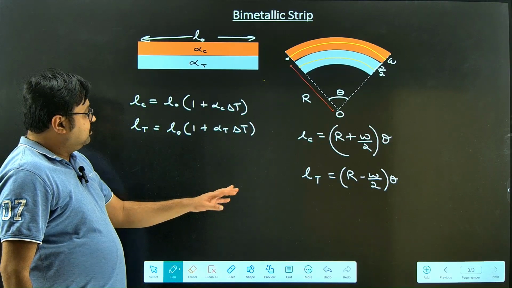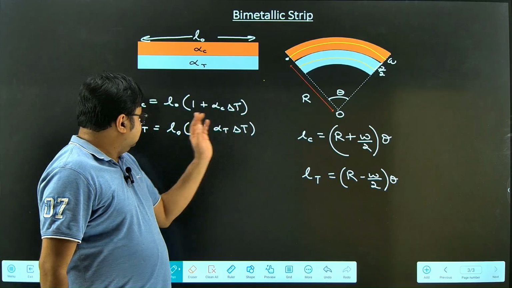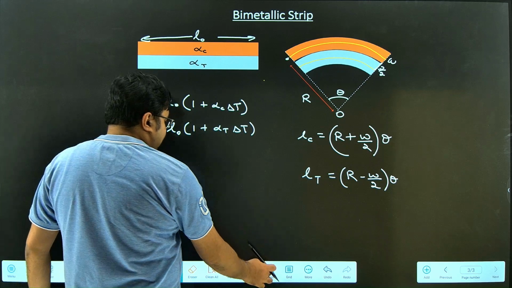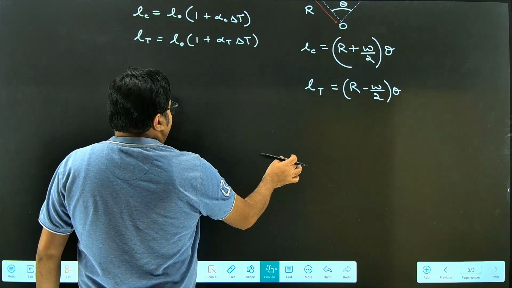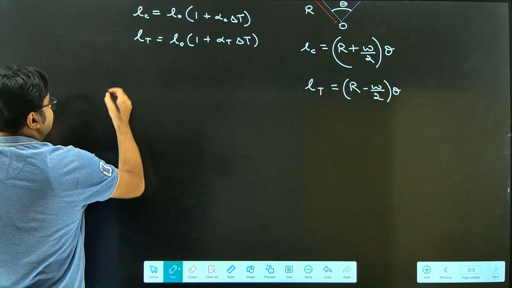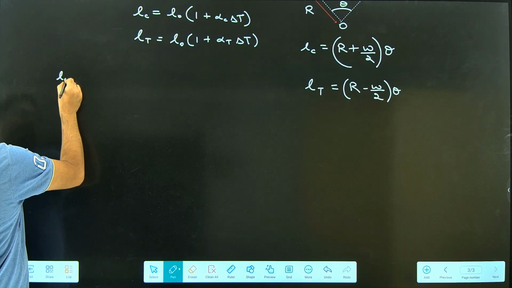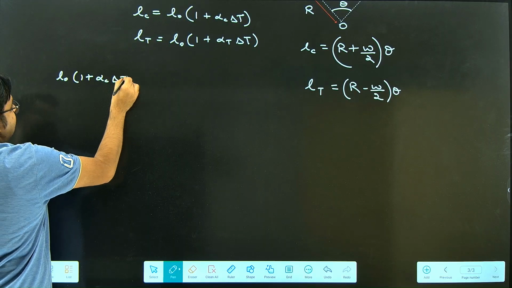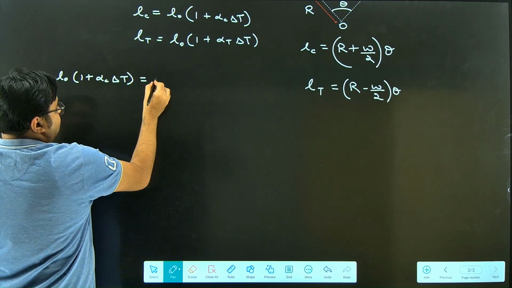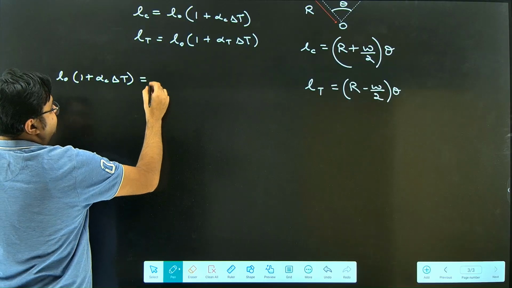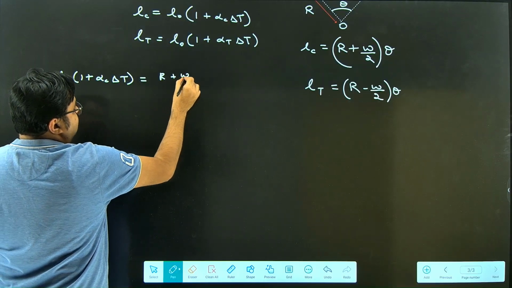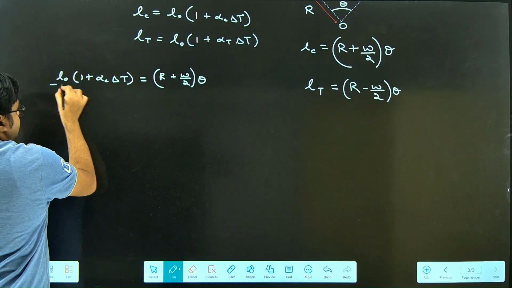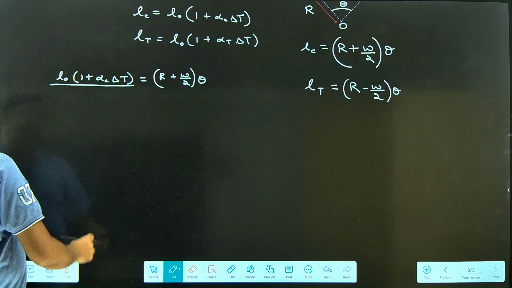When that is the situation, you can just substitute for copper's length and tungsten's length from these two equations in here. Let's find out what happens. The copper's length can be written as L naught into 1 plus alpha C into delta T equal to, on that side, R plus W divided by 2 multiplied by theta, and then I'd like to divide both of them.